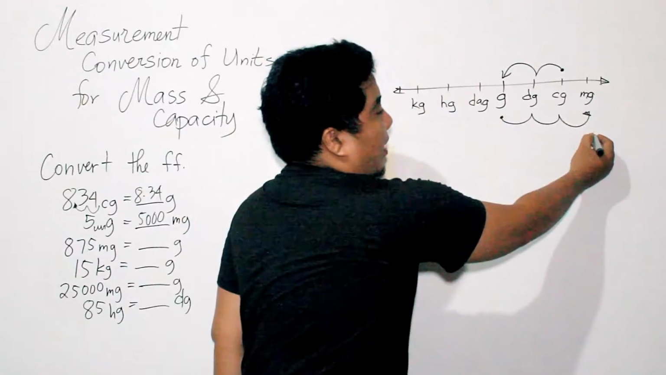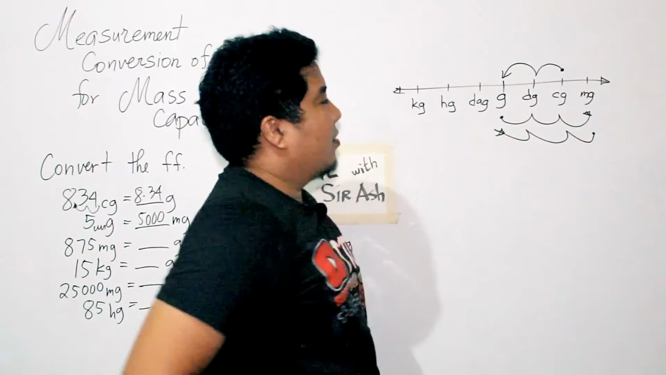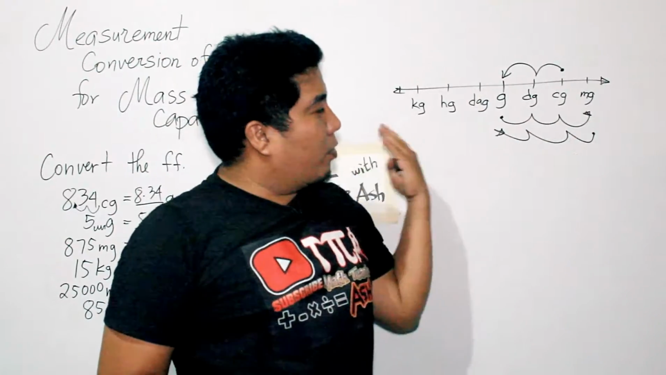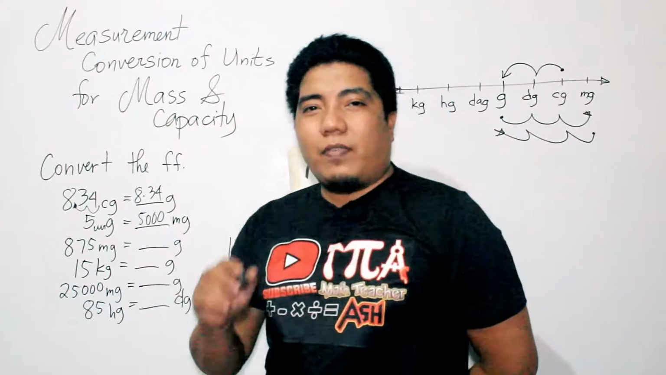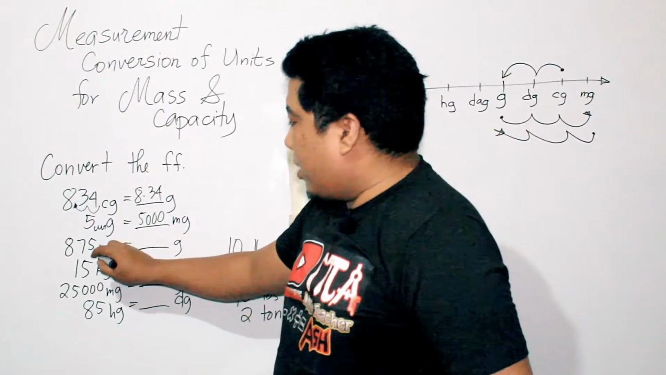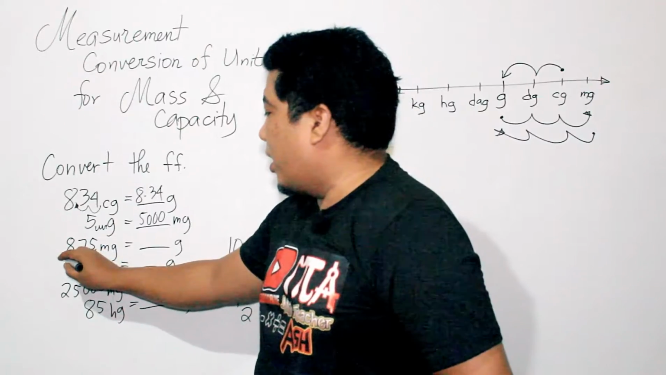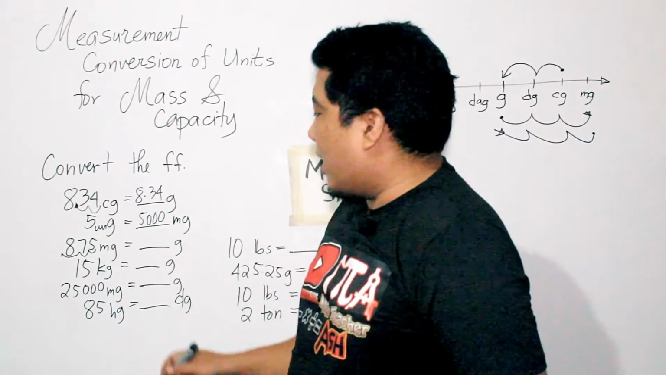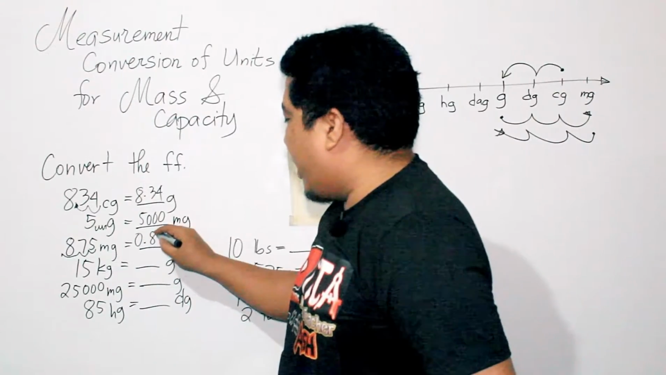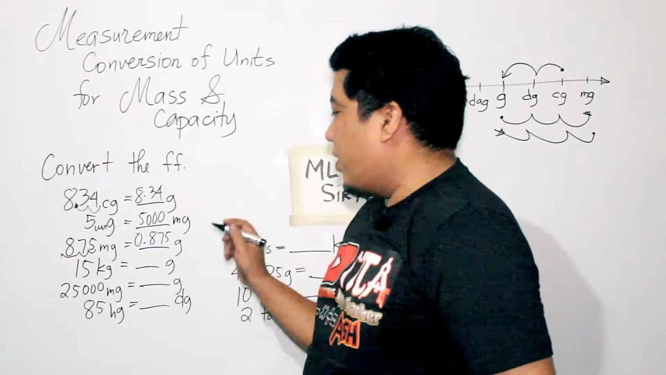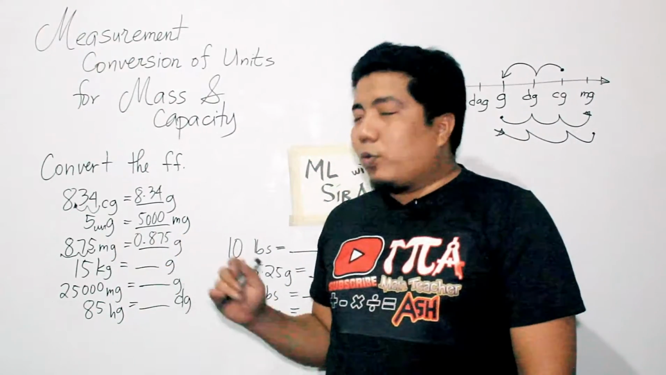Easy, right? Now we have here 875 milligrams to grams. That is from milligrams to grams, so we move 3 units to the left. In 875, our decimal point is right here. So we move 3 units to the left, that is 1, 2, 3. Therefore, our decimal point is at 0.8. That will give us 0.875 grams.